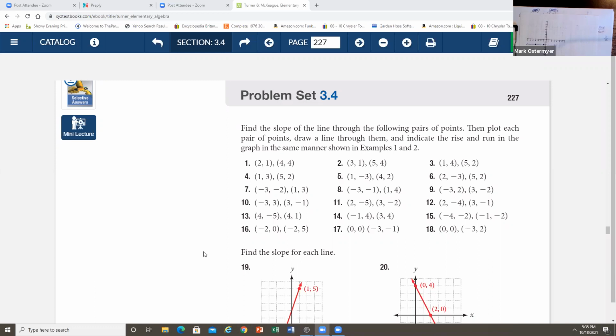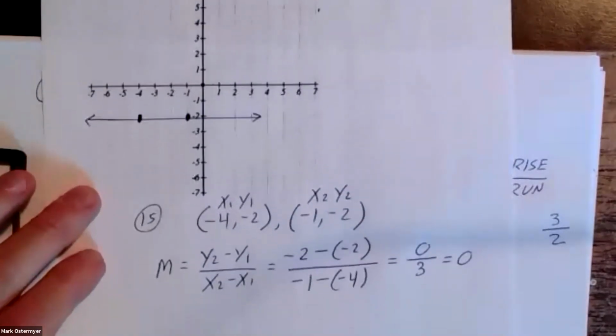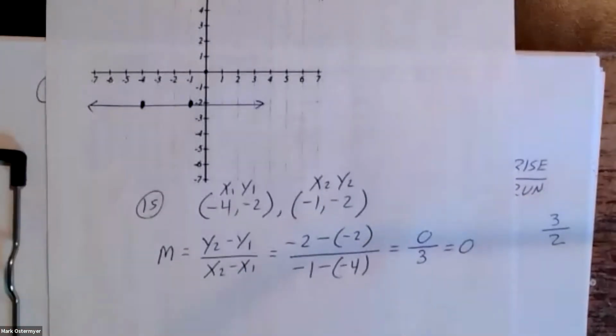All right, what kind of line contains those 2 points? A horizontal line. And what's the slope of a horizontal line? Undefined. Not undefined. Vertical lines have undefined slopes. Horizontal lines have 0 slope. I got 0/3. Yep, which is 0.